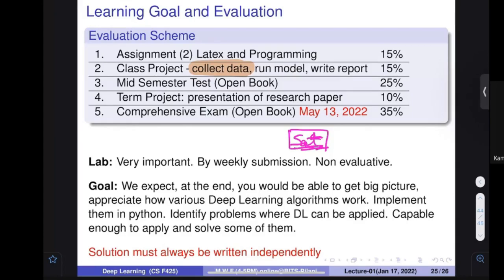Any comments on the weightage that you think should be adjusted, or anything else?